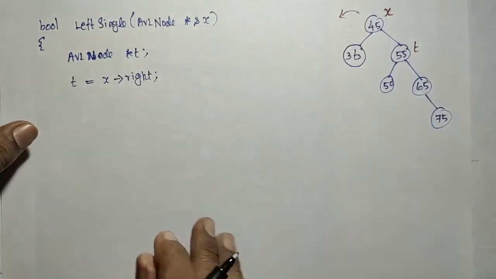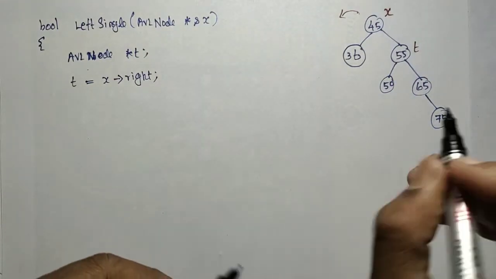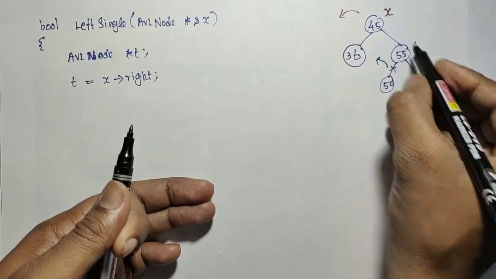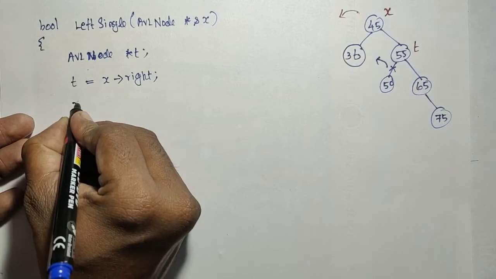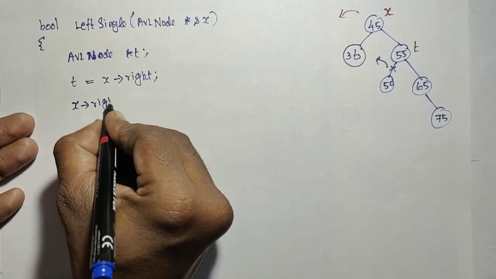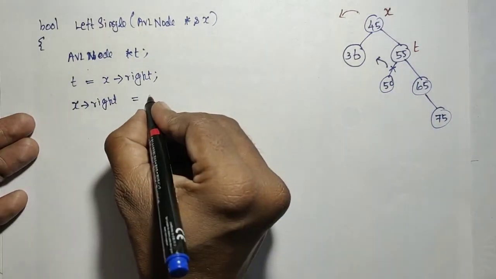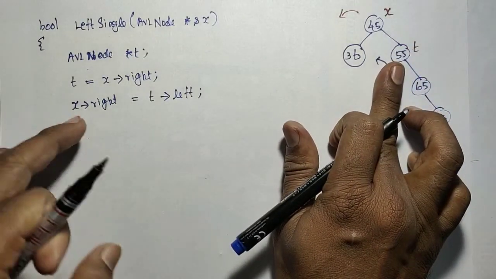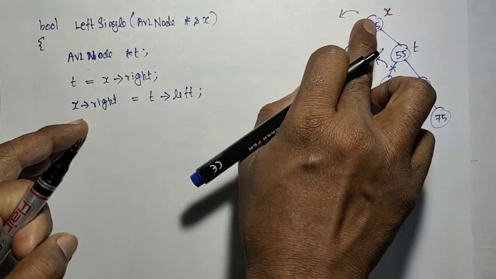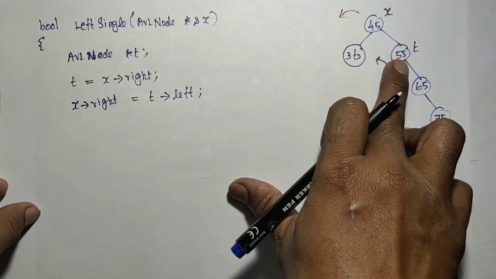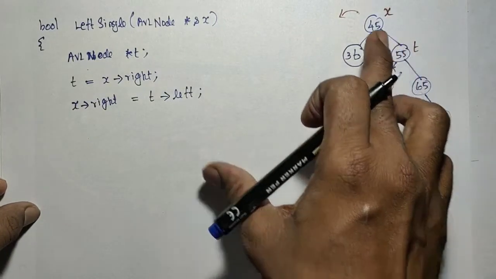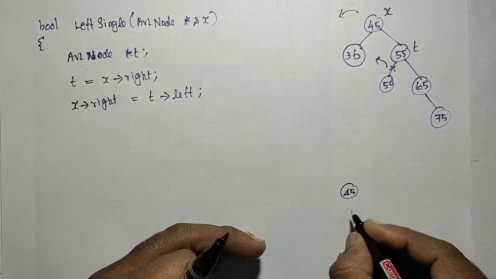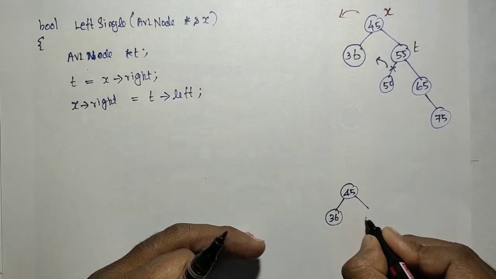Then x of right, this needs to be changed here, that is the 50, this has to be cut and joined to the current x of right. So x of right has to be updated with the current t of left. Be clear, even if this is a null, this statement has to be executed. Null has to be copied to x of right, correct. Then after that, this 45 will become like 45 and 36 and 50, like that it will come.